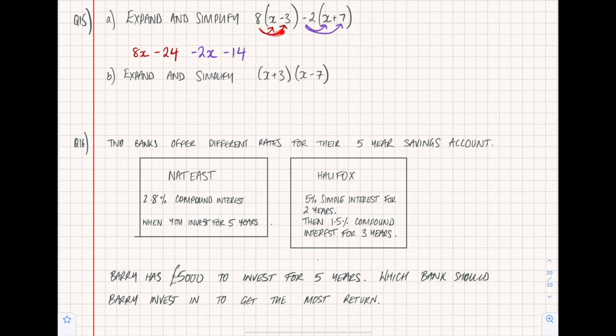What I suggest you do is just go back and double check yourself. 8 times x, 8x. 8 times minus 3, minus 24. Minus 2 times x, minus 2x. Minus 2 times 7 is minus 14. That's definitely 1 mark. And then from here, it's just a case of collecting your like terms. That x, that minus 2x. So 8x minus 2x is 6x.